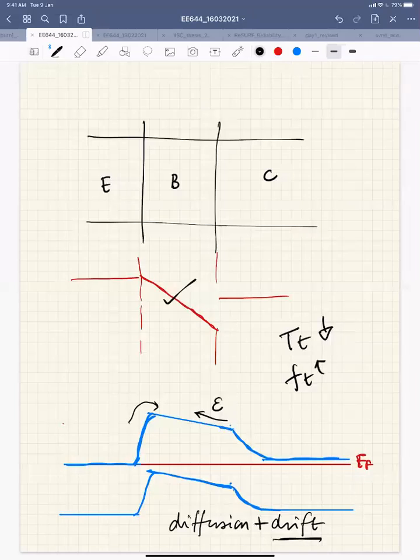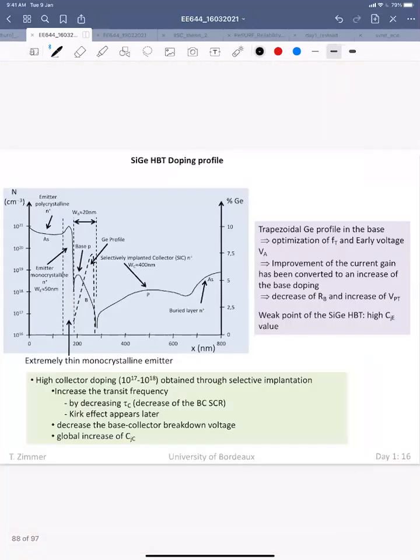And beta also, because transit time is reduced, which means your electrons are spending less time in the base, so the base recombination current will be low, your IB will be low, and your beta will increase, right? So this technique is actually used in silicon germanium.